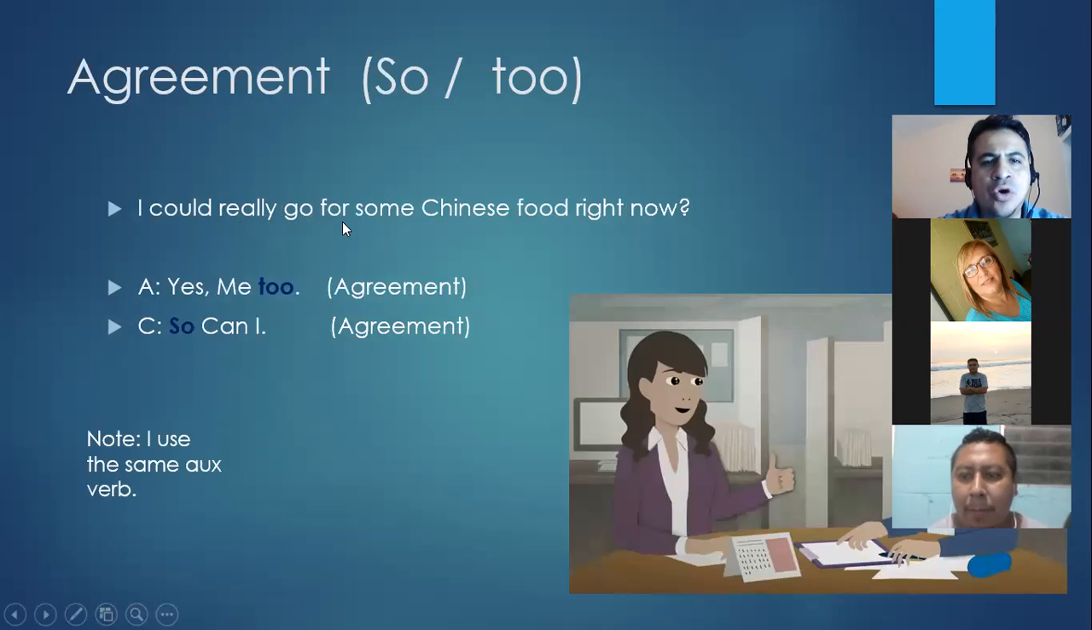Okay, another example. I could really go for some Chinese food right now. Yes, me too. So can I. Very good. What verb do we have here? Could. So I use can.